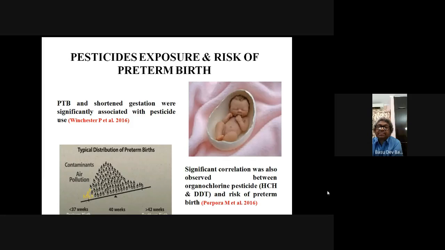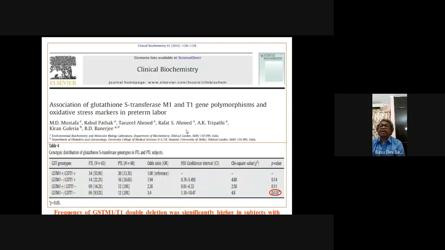Vivek, can I have next? Yeah, and this is the association of glutathione S-transferase, another gene which has been found significantly higher in subjects who delivered a preterm baby, meaning instead of a full-term baby. It is particularly GSTM1 and GSTT1, and these deletions resulted in preterm labor of the baby. Can I have next?